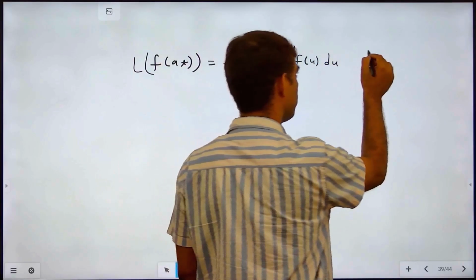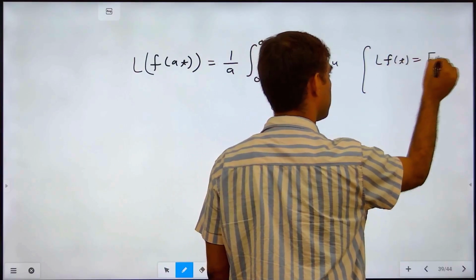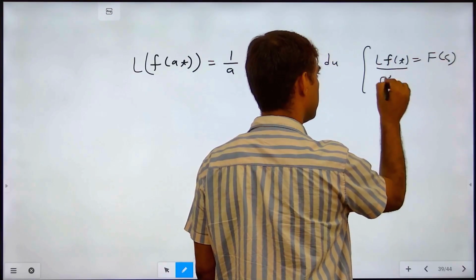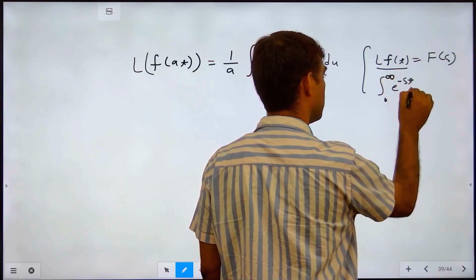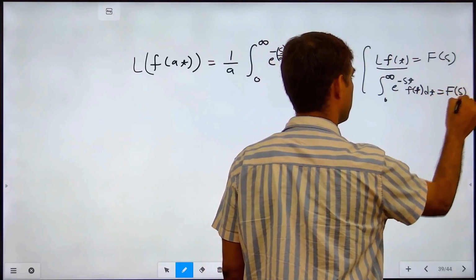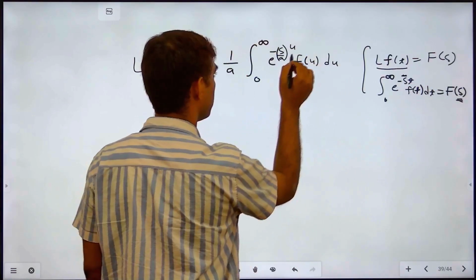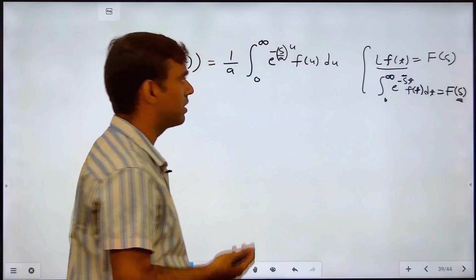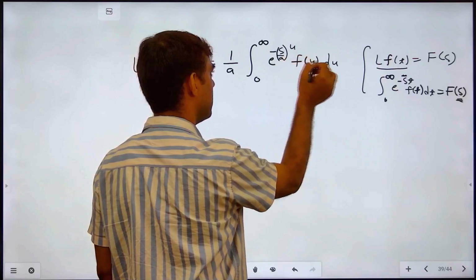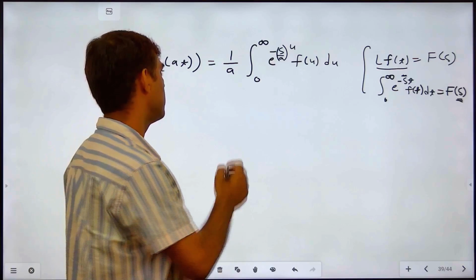And what is given? The Laplace transform of f(t) is F(s), and obviously the integral from 0 to infinity of e^(-st) f(t) dt equals F(s). If you closely observe, the variable, whether we write u or t, doesn't matter. We can write e^(-(s/a)t) f(t) dt, because if we put u equal to t, then du equals dt and the limits do not change.